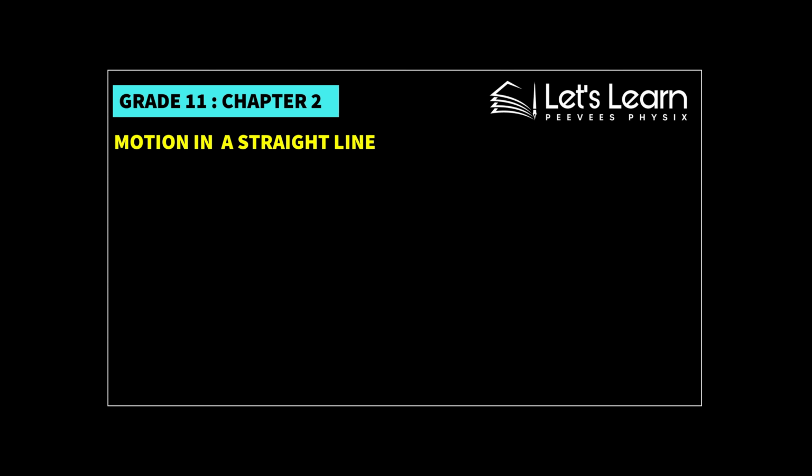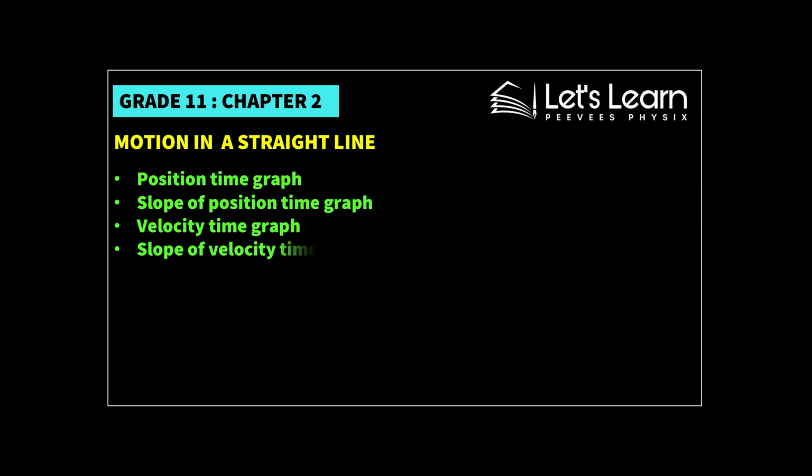Hi everyone. By the end of this video, you will have a clear idea on position time graph, and slope of position time graph gives you velocity. Velocity time graph and slope of velocity time graph gives you acceleration. Area under velocity time graph gives you displacement.